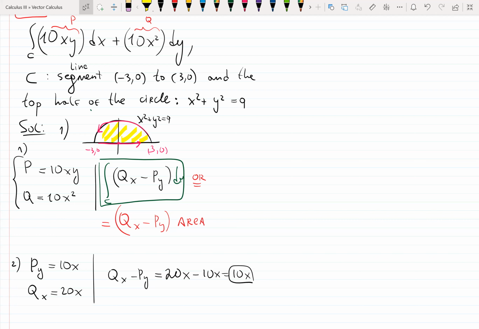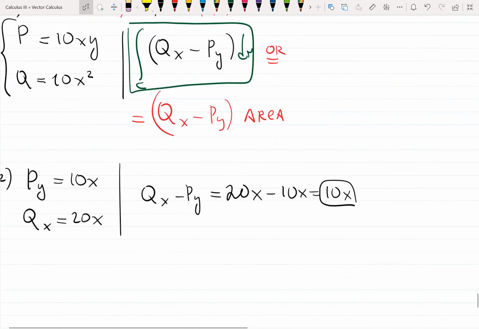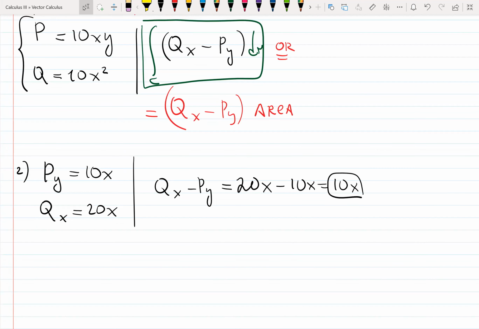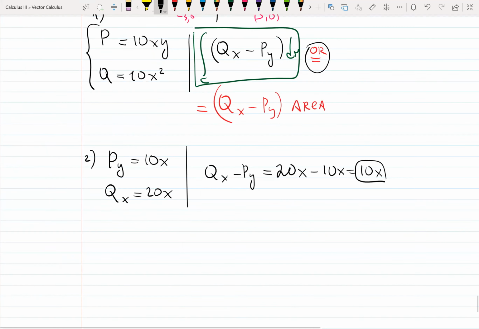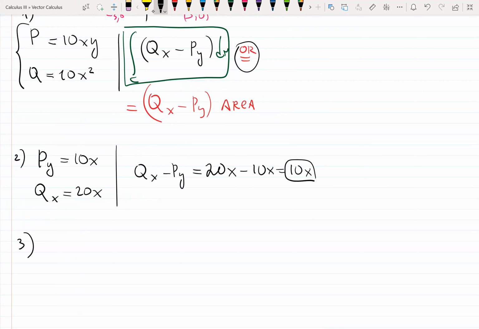So what's the next step? Who knows what to do after this? So we found 10x. Now what? Going to set up the integral. But you just told me we should multiply by the area. Yeah, but you told me I was wrong. No, I did not say that. I said this is one of the ways, or. So I'm curious, how would you proceed now? I think I do area because it's just a half circle. So is it going to be 10x times pi r squared over 2, and r is 3 then?